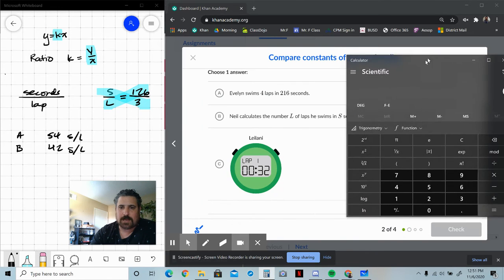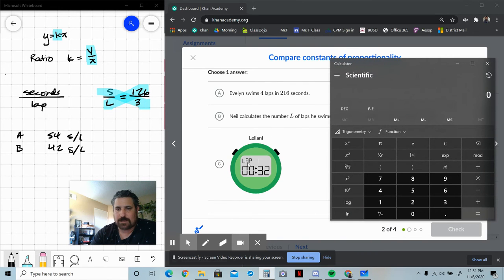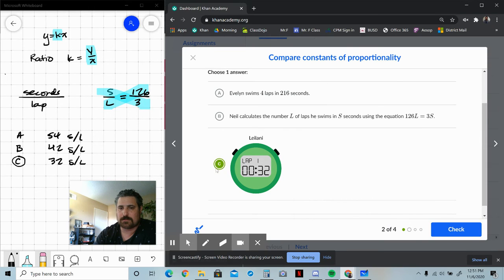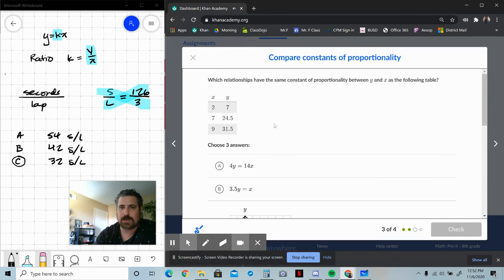Now we can look at the last one to analyze it. It says here that on her, she's got literally a stopwatch, and lap 1 took 32 seconds. So she obviously is going very fast. So her situation was 32 seconds per lap. She already has this lap 1, and she completed it in 32 seconds. So when we're comparing these, the one that had the fastest second per lap time is going to be C because it had the shortest amount of seconds for every single lap. So that would be the answer, C. And now I can go to the next one.